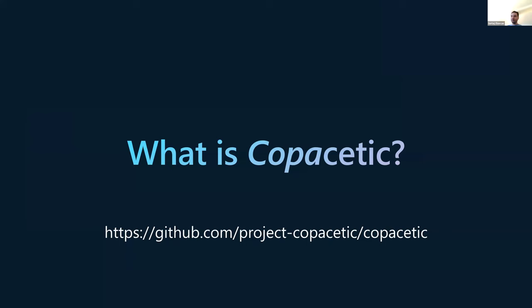Cool. So what is Copacetic? Copacetic by definition means in excellent order. If you merge in "co" as in container and "pa" as in patching, that made Copacetic. And this is our GitHub URL if anybody wants to find it. In general, we call it Copa for short. Copa is a simple tool that helps us fix security issues in container images quickly. It's a command line tool written in Go, and it's based on BuildKit.